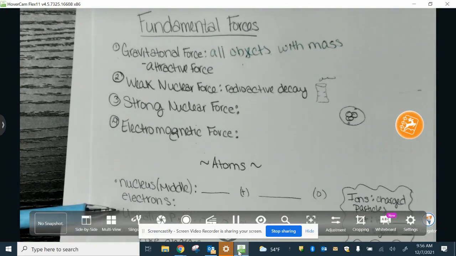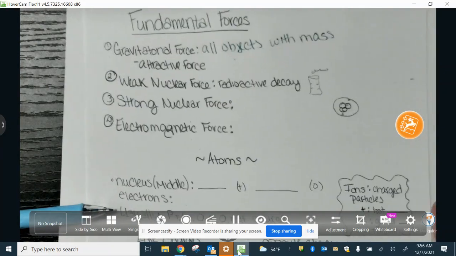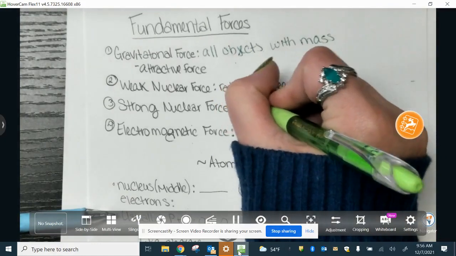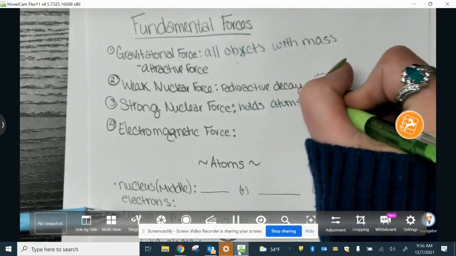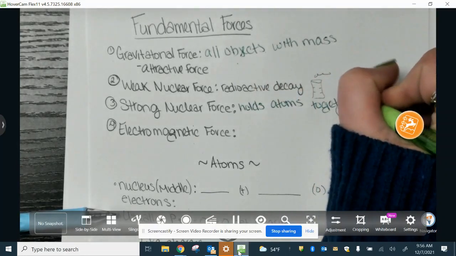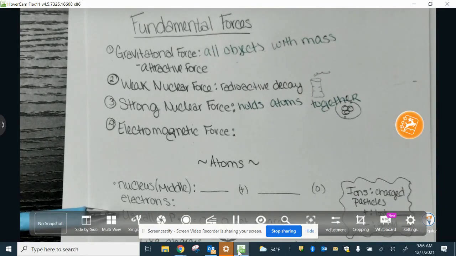The third one is the strong nuclear force. The strong nuclear force is going to be what holds the atoms together. And then the one that we're going to go into today is going to be the electromagnetic force, or electromagnet. Or electrostatic is sometimes what it's called.